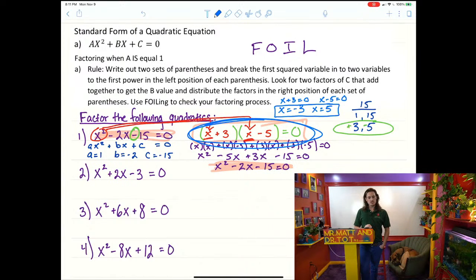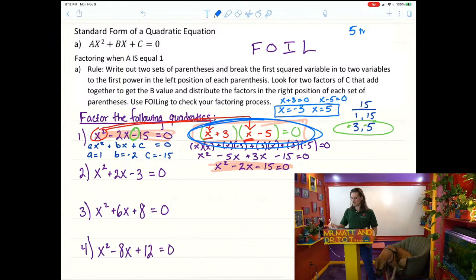If there's any questions, then please let me know. Otherwise, I'm going to give you 5 minutes. I'd like you to look at 2, 3, and 4, and then we'll go through the solutions and then move on to when a is not equal to 1. I'll keep track of the time in the upper right-hand corner, and I'll update it every minute.